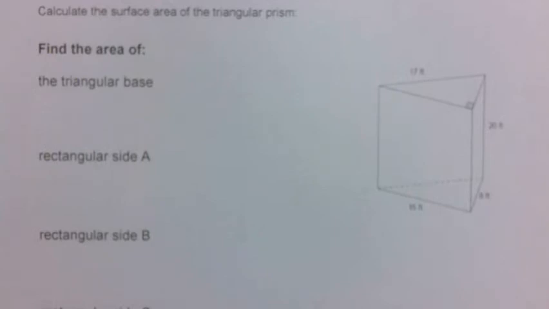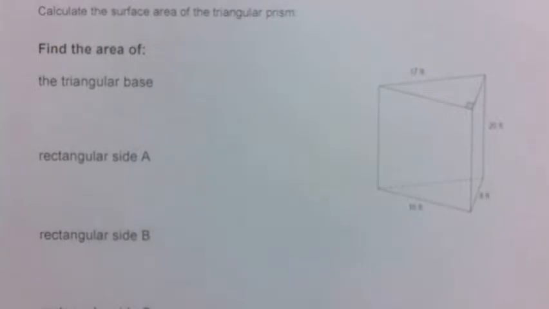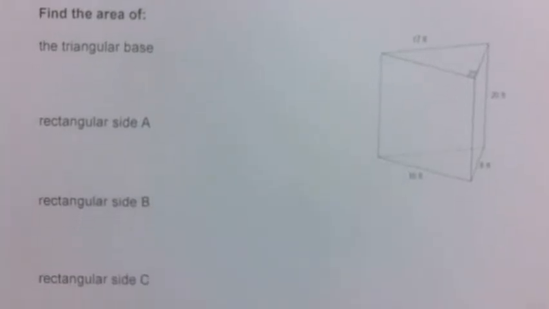Next, we're going to calculate the surface area of a triangular prism. Remember that the triangular prism has 5 faces. 2 of them are triangles. The triangles are the bases because they're parallel to each other. And then it has 3 rectangular sides. I've decided to call these rectangles A, B, and C.